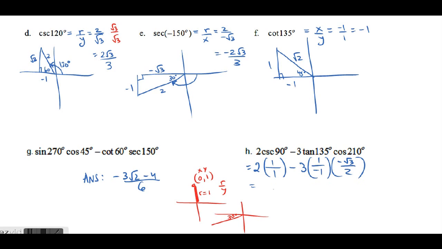And all you have to do is simplify this. So we have 2 times 1, which is just 2. We have negative times another negative times another negative. So overall it is a negative number, 3 root 3 over 2. And then you just do the common denominator, times 2 here, times 2. So that would be 4 minus 3 root 3, all over 2.